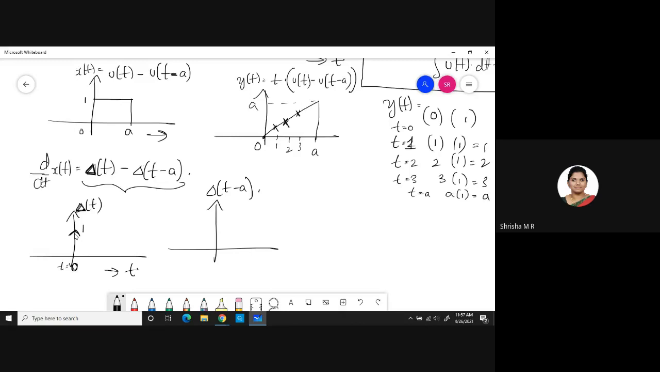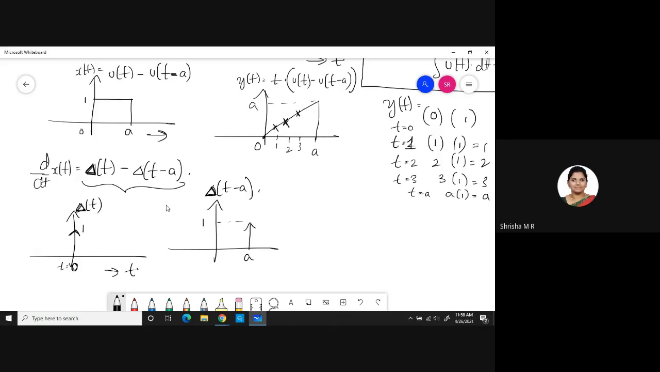What is it? It is shifting only, correct? Just we are shifting this t minus a. So the signal is existing at 0 with an amplitude 1. So t minus a means where will the signal exist? At a, with an amplitude 1. Got it, everyone? Followed? Followed or not? Yes, ma'am. Just the shifted version of the impulse is delta t minus a.